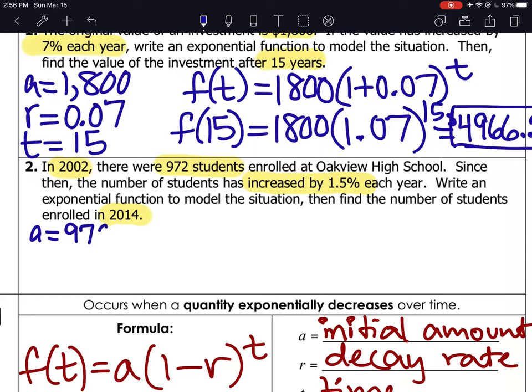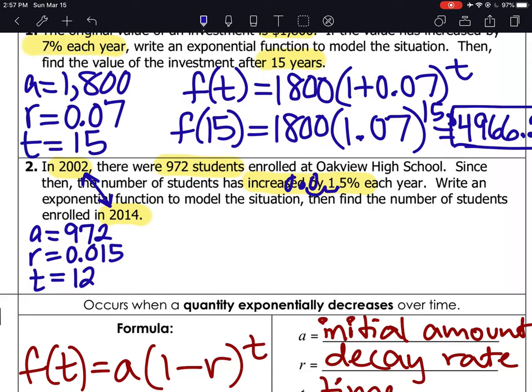So let's write down our givens. Our initial amount is 972 students. Our rate is 1.5% as a decimal. Don't forget, that's the same thing as moving it 2 places to the left. And then you can clearly see it will be 0.015. And your time would be the time that elapsed from 2002 to 2014. That means that is 12 years. So be careful what year they tell you that they started.